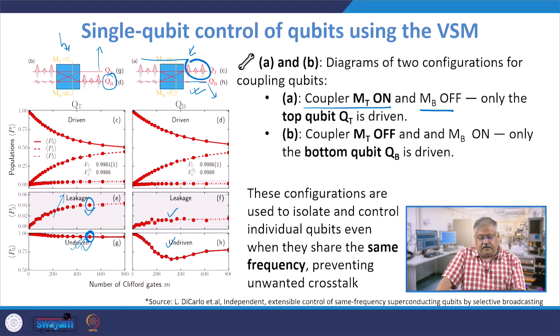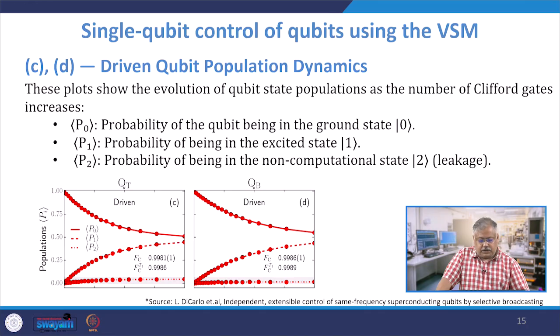This gives you a basic example that by doing proper manipulation of the control qubit, I can actually drive individual qubits by an external source. And not only that, what I am showing you here is that we are actually preventing crosstalk, right. I do not want the crosstalk to happen in this case.